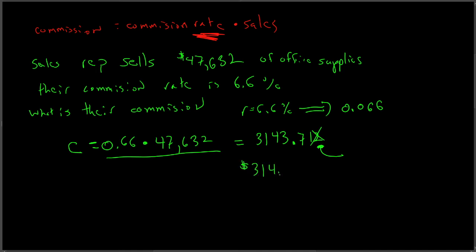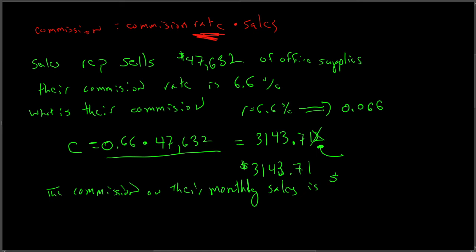So they will get a $3,143.71 commission. So the commission, double S's in commission, on their monthly sales was $3,143.71.